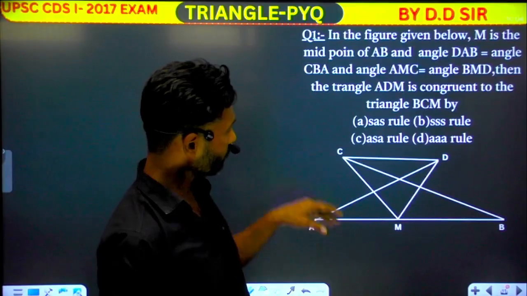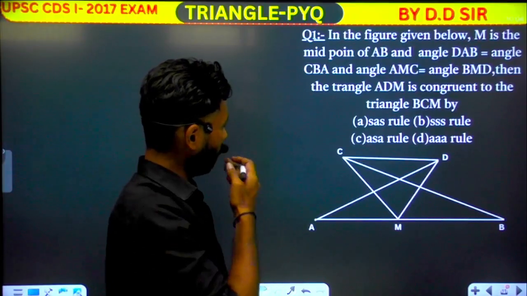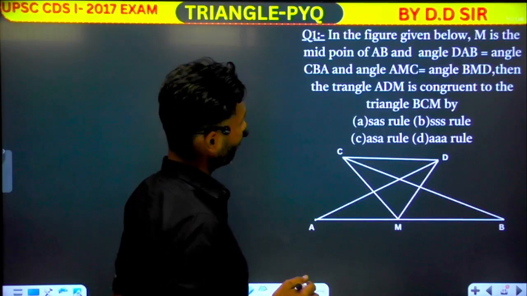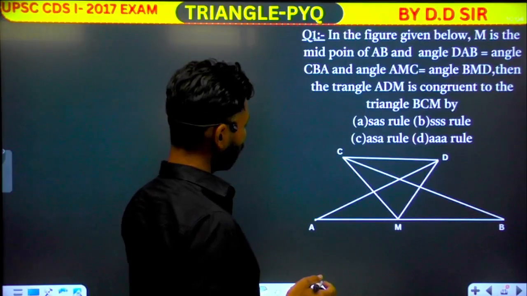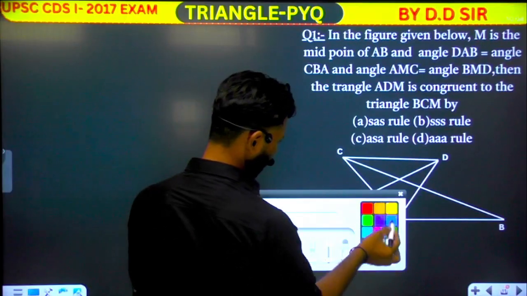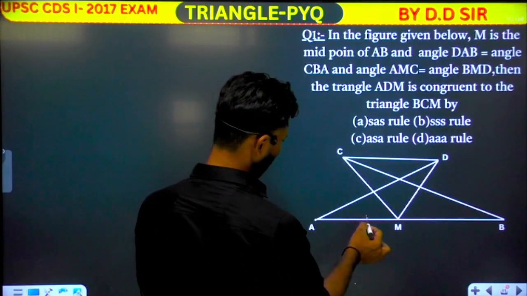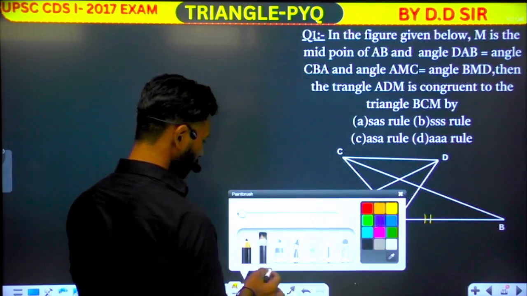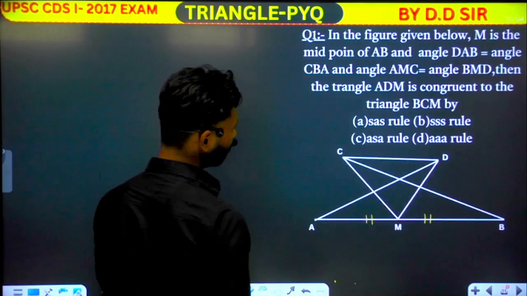Firstly, we will discuss the data which is mentioned in the question. It is said that M is the midpoint of side AB. It means I can say that AM will be equal to BM. AM will be equal to BM. I can say that.